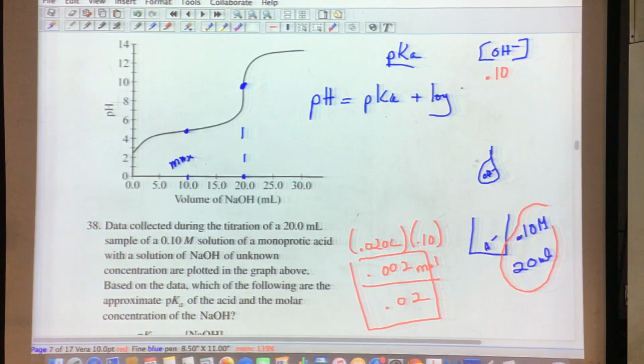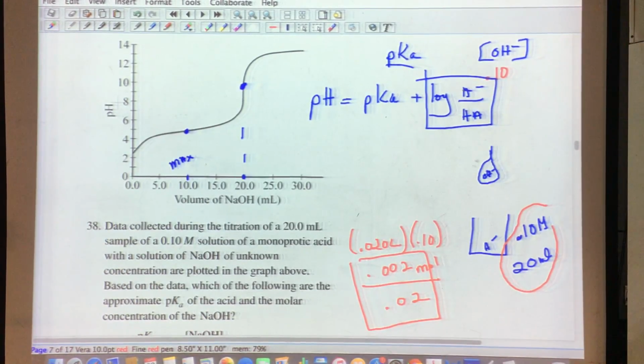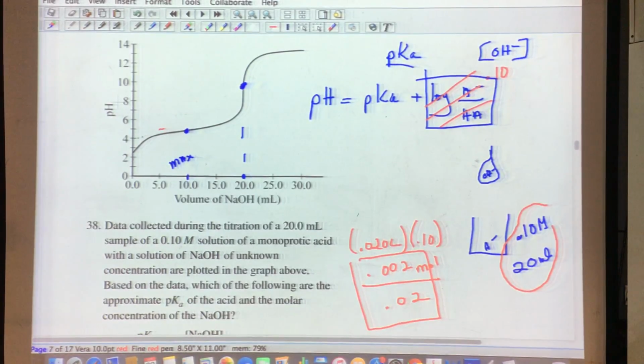log of the conjugate base, A minus over HA. This is going to go to 0 because if I have equal amounts of these, at the half neutralization point, the log of 1 is 0 and my pH equals my pKa. All you do from that max buffer position is find that value. What's that pH there?